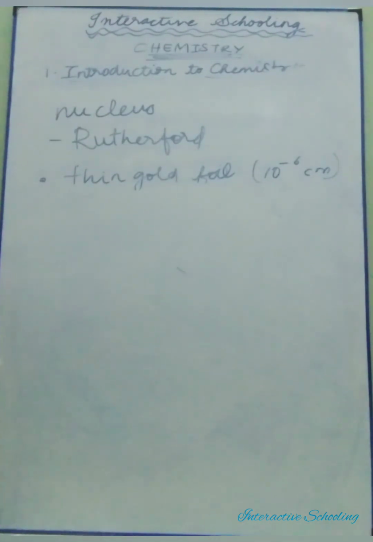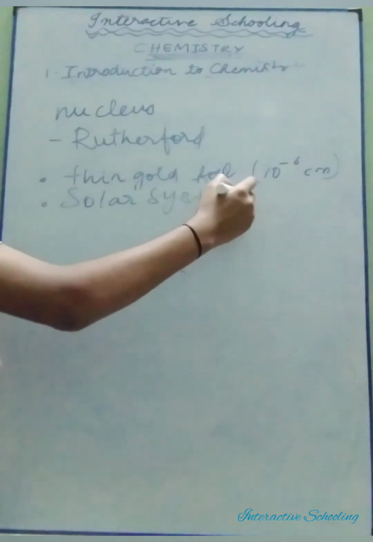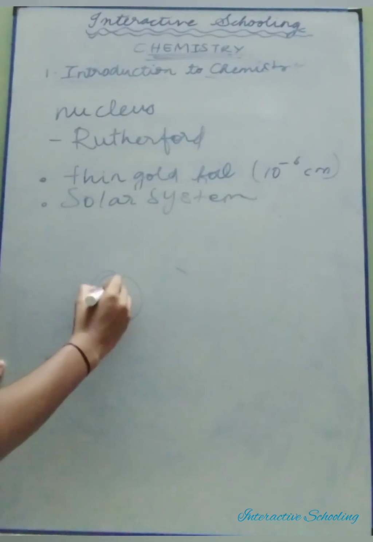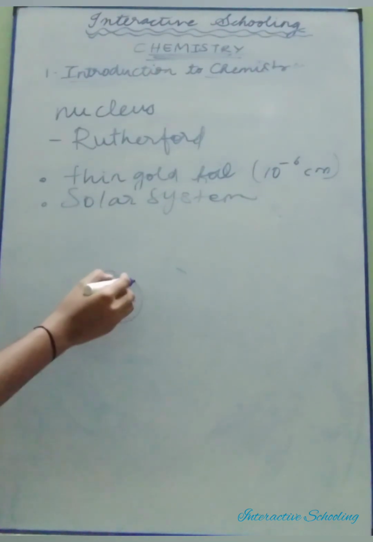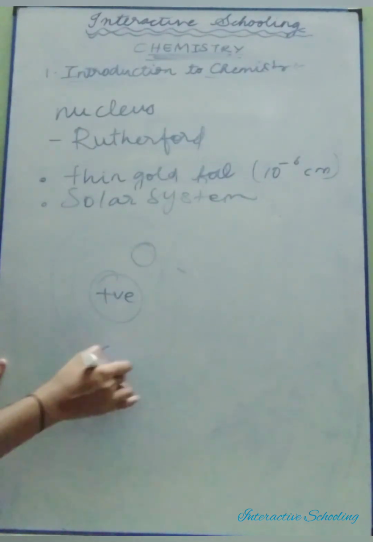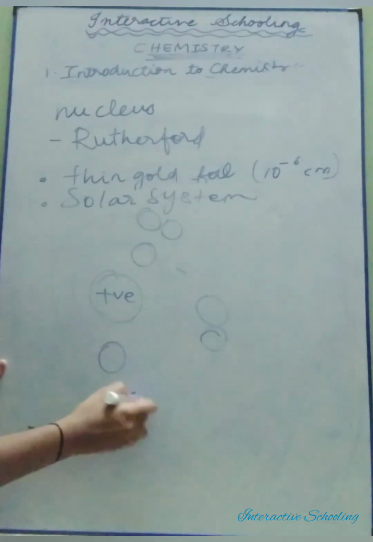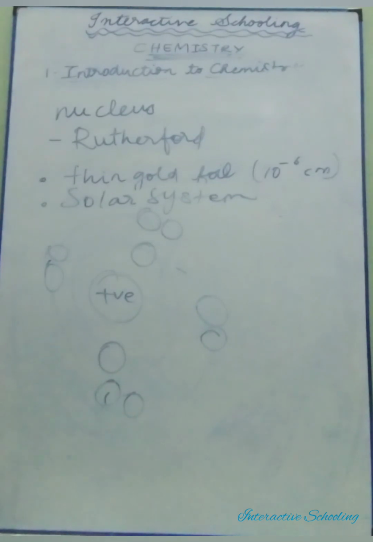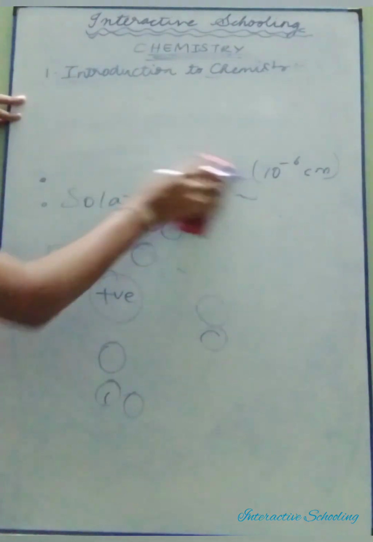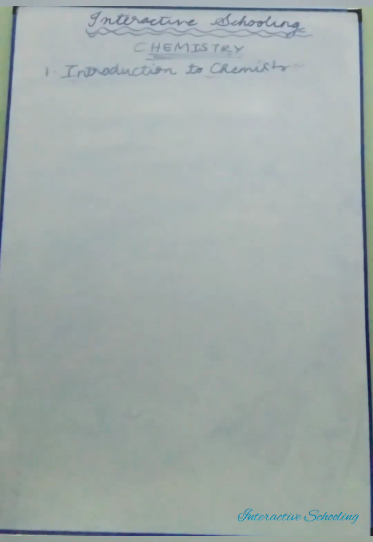So coming back, his model was called the solar system model because it was very similar to that. The protons were inside the nucleus, and in orbits, electrons revolved like this. So this was his model. But sadly, of course this discovery of the nucleus was highly appreciated, but this model was rejected because it did not satisfy some facts about the atom.